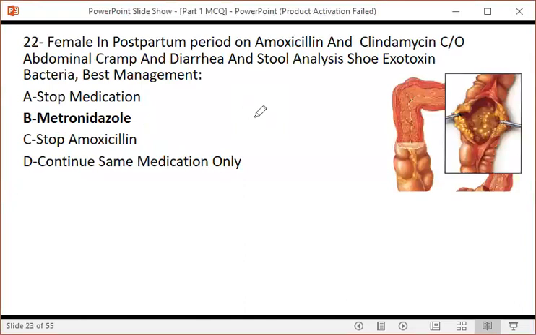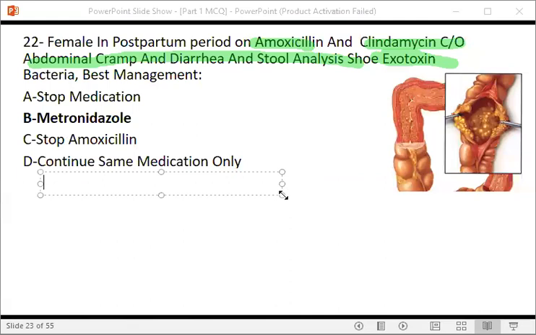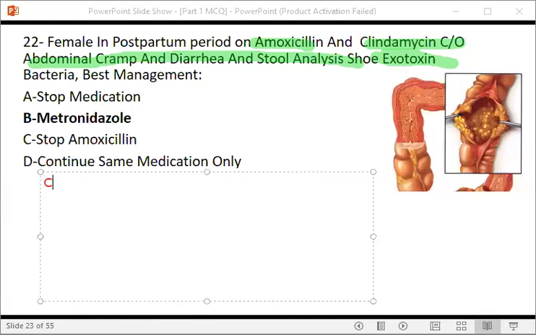A female in the postpartum period on amoxicillin and clindamycin complains of abdominal cramps and diarrhea, and stool analysis shows exotoxin-producing bacteria. What is the best management? Before we go to the best management, what is the cause? The cause simply is C. difficile, or Clostridium difficile. What do you know about Clostridium difficile?